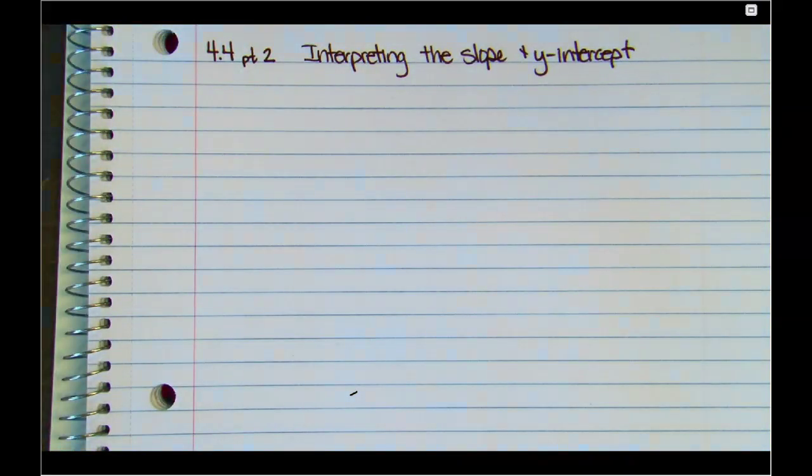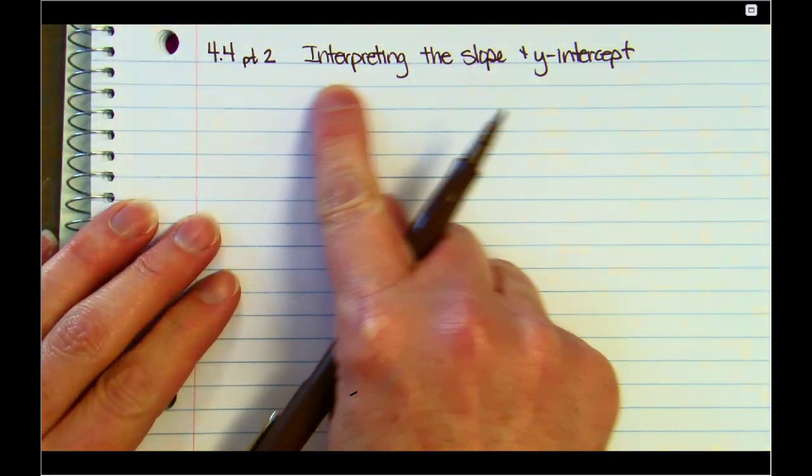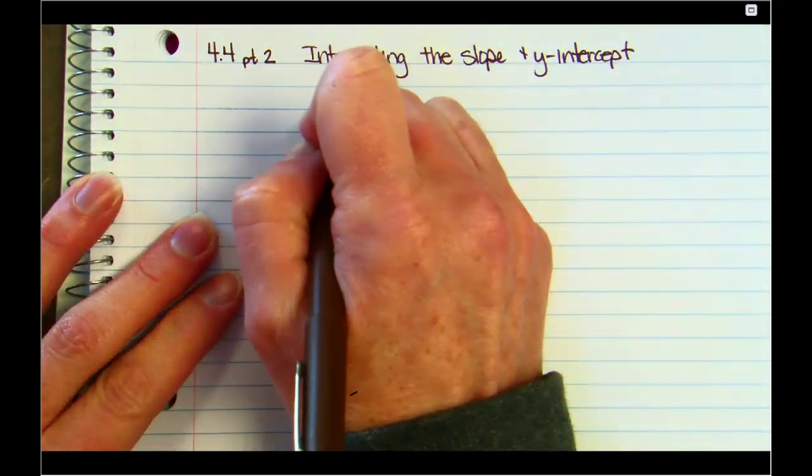So what does the word interpret mean? Do you know? Okay, so the word interpret means to tell what something means. So if I was going to put this in a little more friendly way, on your quiz and stuff, it will say interpret the slope and the y-intercept. So the word interpret means tell what it means.